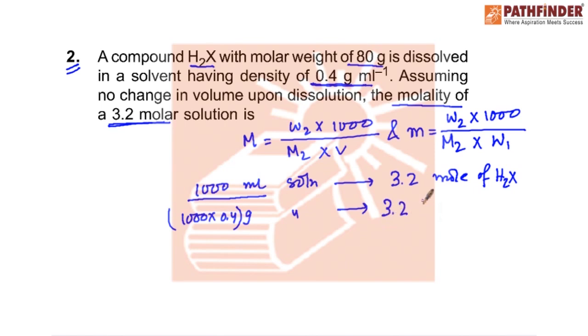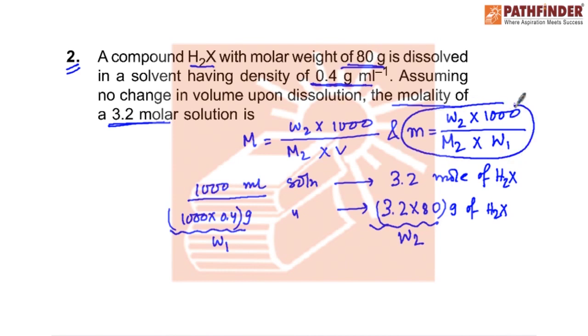Now 3.2 mole of H2X will mean 3.2 times 80 gram of H2X, because the molar weight of H2X is 80. Now you have got this one which is W1 and this one which is W2. So now from the molality derivation, W2 you know, W1 you know, M2 you know, and 1000 obviously. So the numerator W2 by M2 clearly means the number of moles, which is 3.2 indeed.